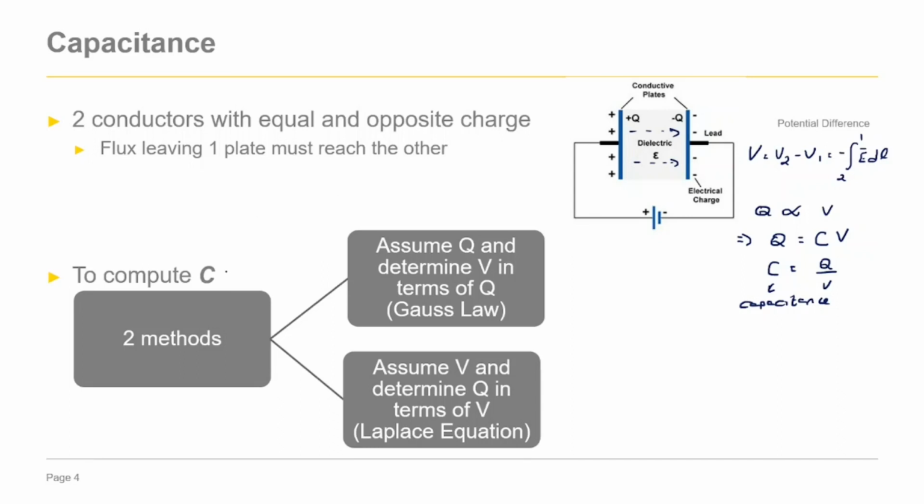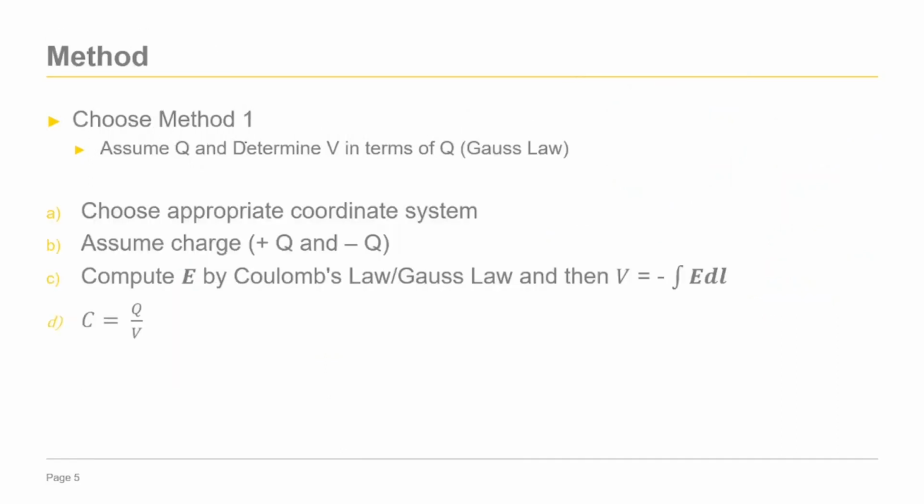Now, to compute the value of capacitance, we have two methods in place. We can either assume a value for the charge and then determine the voltage in terms of charge, where we probably apply Gauss law here. Or you can assume the voltage and determine charge in terms of voltage using the Laplacian equation. Let us choose method 1 for the time being, and we're going to assume a value for charge, and we will determine the value for voltage in terms of charge using Gauss law.